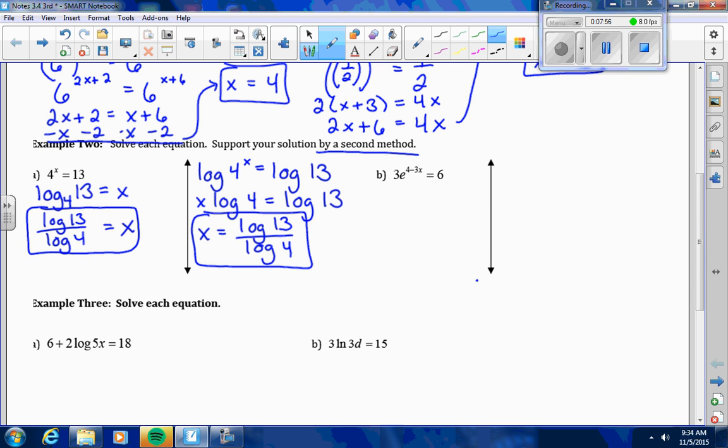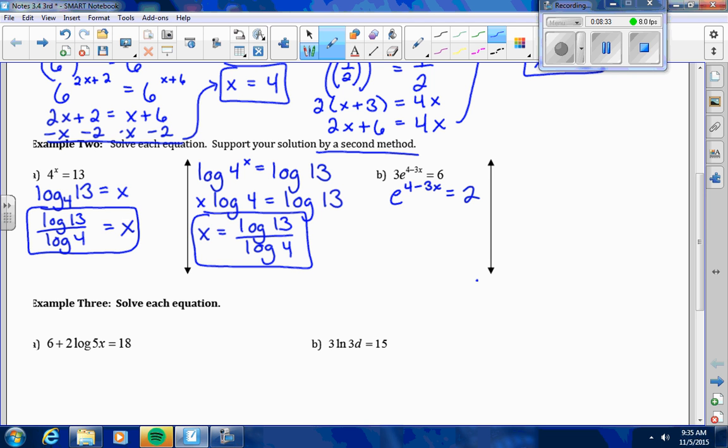Part B. 3 times e to the 4 minus 3x equals 6. What should I do first? Nope. Nope, before any converting, you have to divide by the 3. You have a number in front, you have to take care of that first. So dividing both sides by 3 gives us e to the 4 minus 3x equals 2. Now we can convert it into a log.